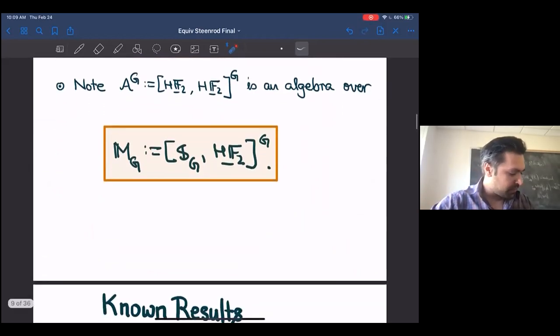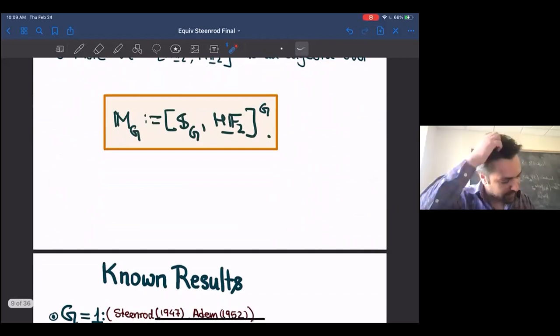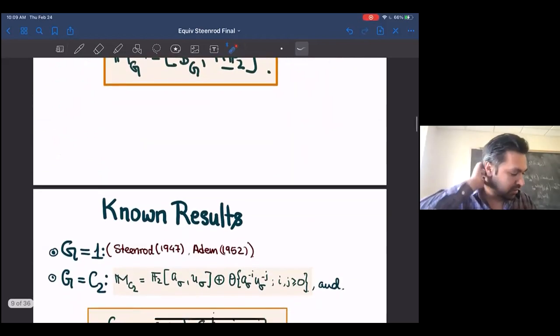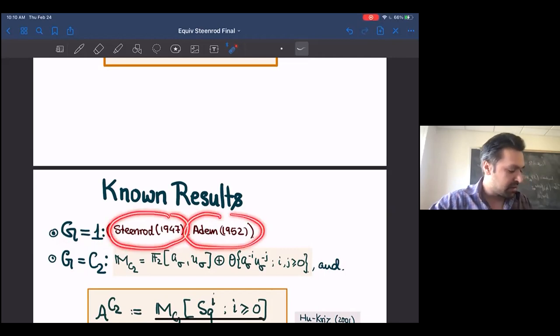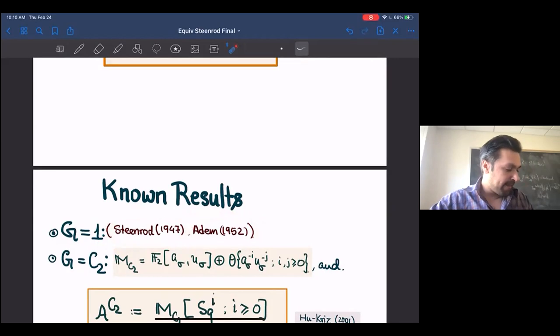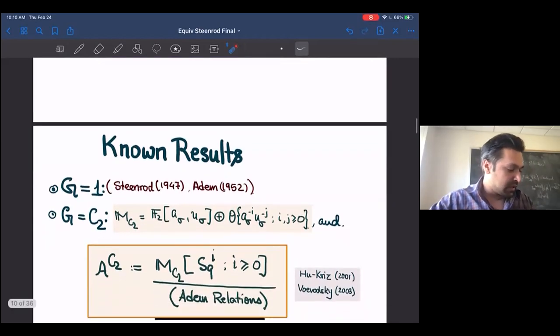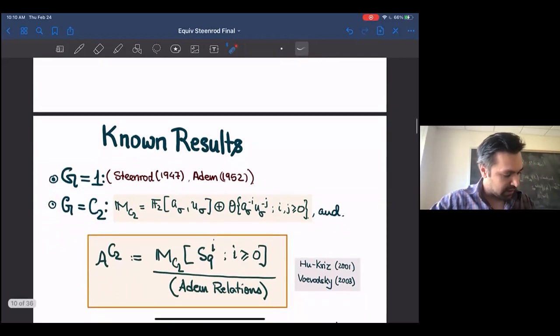So before I state my results, I want to say what is known. First of all, when G is trivial, this is basically the work of Steenrod and Adem. When G is equal to C2, the 21st century has seen the first equivariant Steenrod algebra for the first non-trivial group, which is C2.